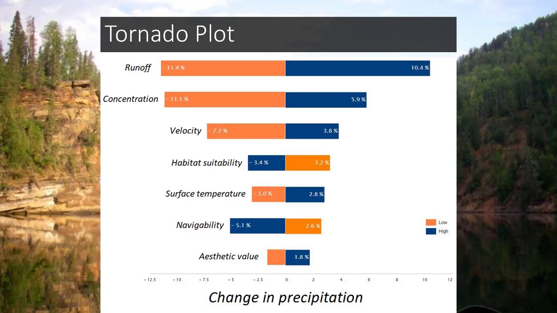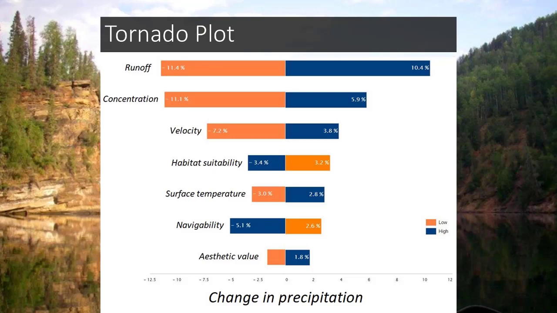I'll also mention, it also gives you a lot of insight to where you need to be really precise with your inputs. If runoff is the big concern, then you need to be very diligent with the way you've represented precipitation. However, if you really only care about aesthetic value, it's not that sensitive to precipitation. Aesthetic value is essentially people walking along a river, looking at it and enjoying the scenery. If the river's 10% lower, does it really affect aesthetic value? Probably not. But it might have a big effect on concentrations and velocities and that sort of thing.